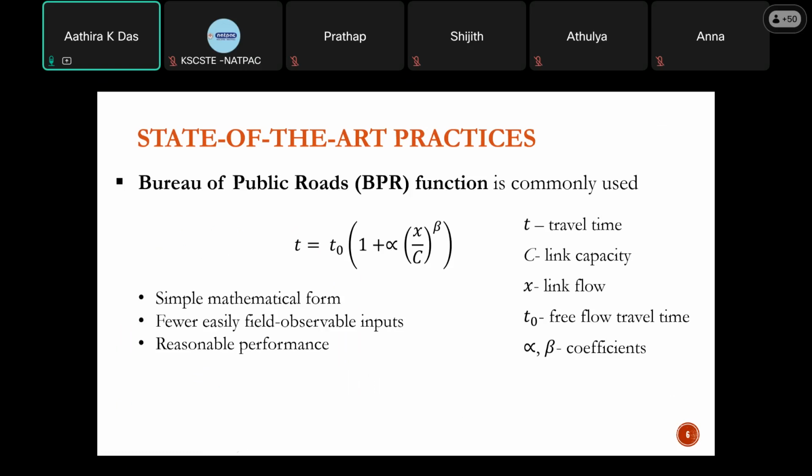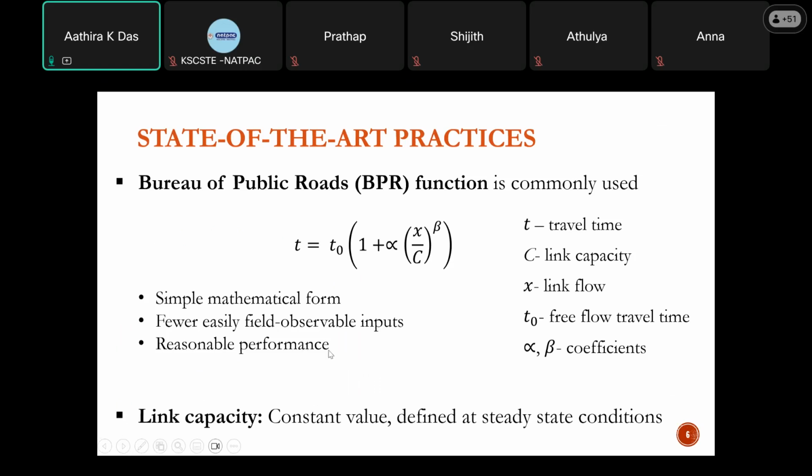So this is defined by the travel time on a link is given as a function of the free flow travel time, the flow on the link, and the capacity of the link. And alpha and beta are two constant coefficients which are calibrated. So here, the simple mathematical form, fewer and easily field observable inputs, and reasonable performance are some of the reasons for its popular acceptance. And in case of the link capacity, a constant value is used, which is defined at a steady state condition, depending upon the type of the road and number of lanes.